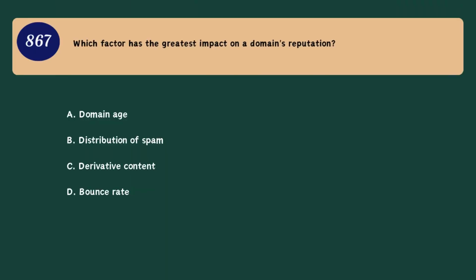Question 867. Which factor has the greatest impact on a domain's reputation? A. Domain age. B. Distribution of spam. C. Derivative content. D. Bounce rate.